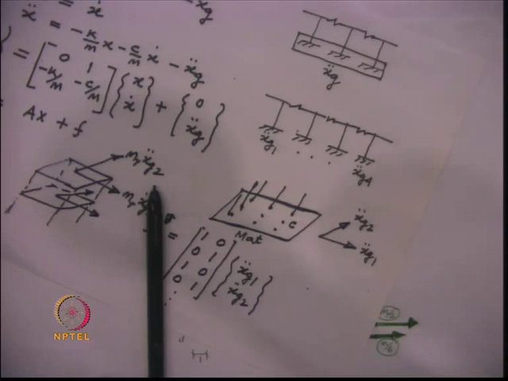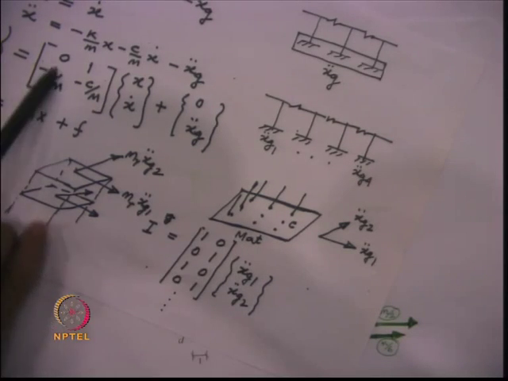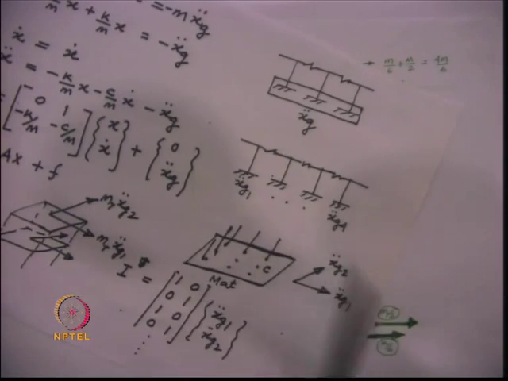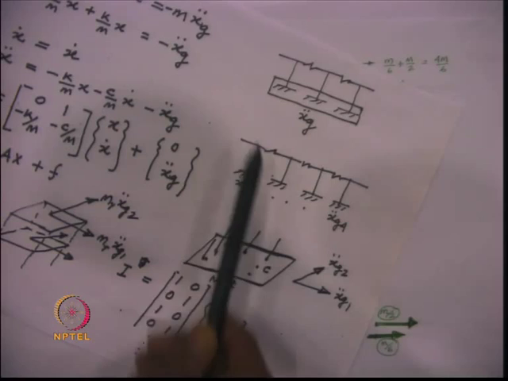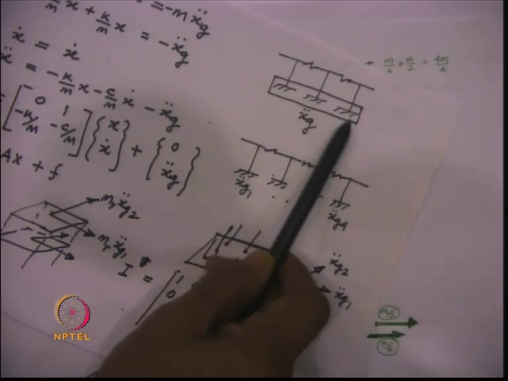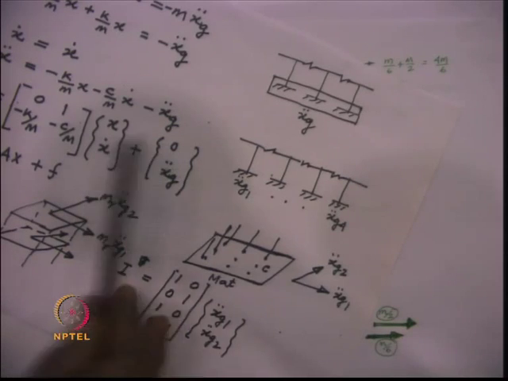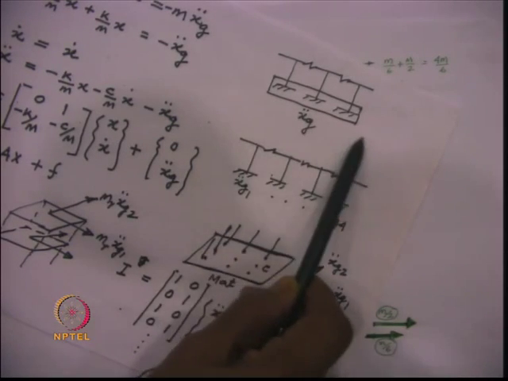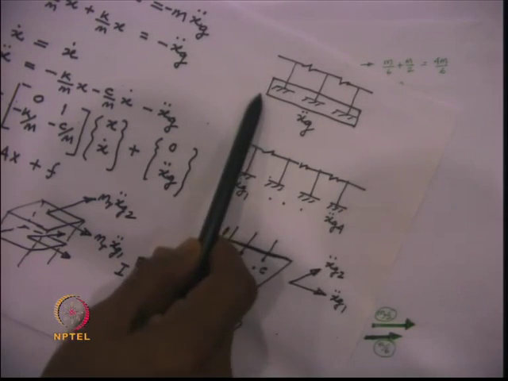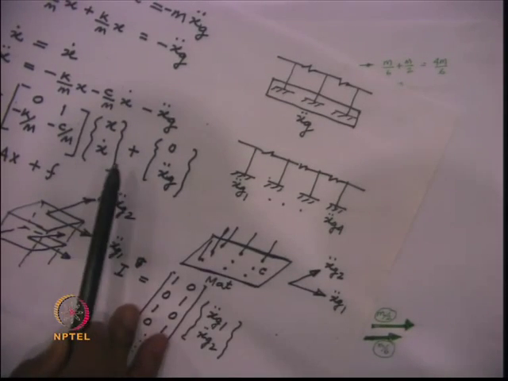Now the concept of single support excitation and multi-support excitation is clear from these two diagrams. If all the three supports over here of a particular frame move by the same ground acceleration, then we call this a single support excitation.